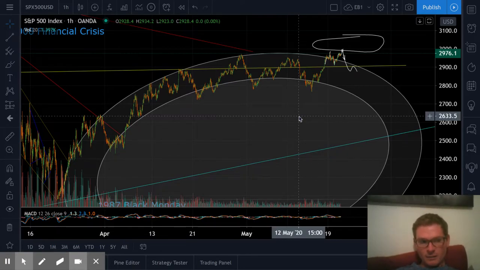And then for the inflationary scenario, where the governments are printing a lot, but commodities are going up, that would be a really good scenario for silver.